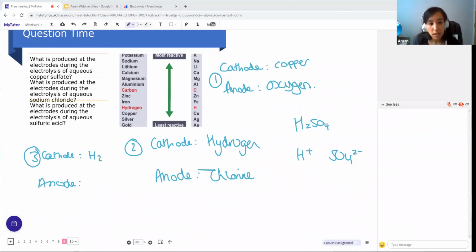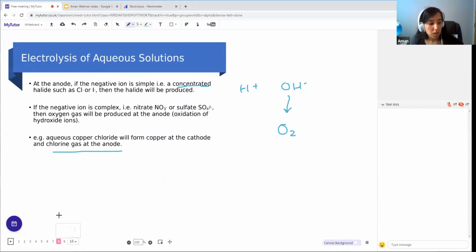Okay, someone asked me to go back to the previous slide. So this is about the anodes and what's produced at the anode. The general rule is a concentrated halide will be produced unless we've got a complex ion in there or unless it's dilute, and then we produce oxygen. Really good answers to the questions there, everyone, so well done.